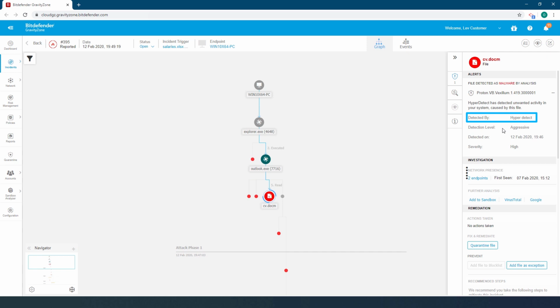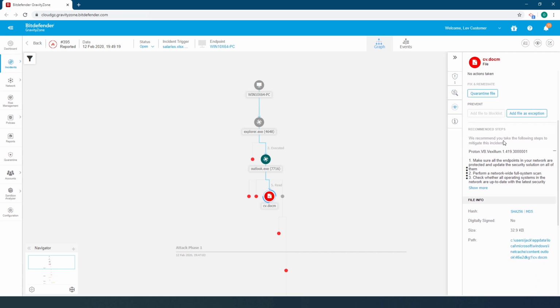HyperDetect uses a special set of machine learning algorithms designed to identify unknown advanced attacks. If you're very sensitive to breaches, you can tune it to aggressive mode to get the best possible protection at pre-execution. Verifying on the right, we see information about the detection and also some recommended steps.